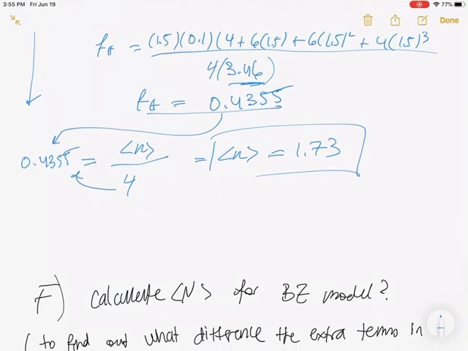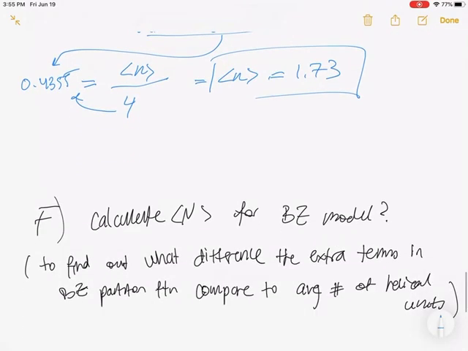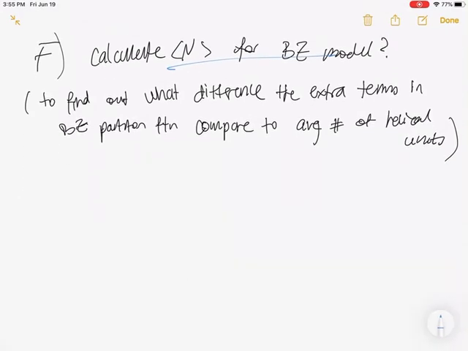Now, what difference do the extra terms in the Bragg-Zimm partition function make to the average number of helical units, n? So it's the same tetrameric polymer, and so we need to calculate n for the BZ model now and compare the difference of the extra terms. So we're going to do the same thing. First, we need to calculate the fraction of helicity. So here's the equation to solve for this value here, n. And we need to first calculate the fraction of helicity, which would be the same equation as above.